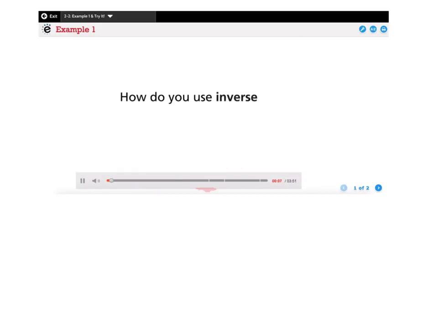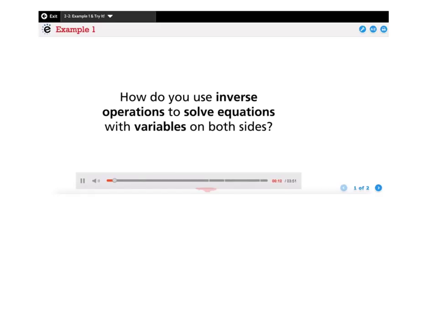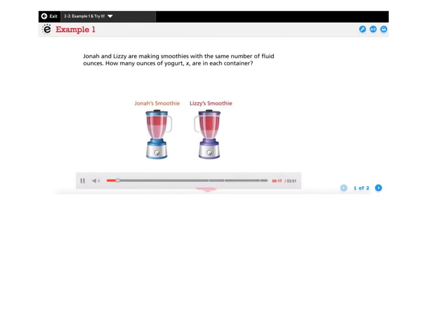How do you use inverse operations to solve equations with variables on both sides? Think about this question during the lesson. Jonah and Lizzie are both making smoothies. Their smoothies will have the same number of fluid ounces. Jonah uses 6 ounces of juice, and Lizzie uses 12 ounces. Jonah uses 4 containers of yogurt to make his smoothie. Lizzie uses 2 1/2 containers of yogurt to make her smoothie. How many ounces of yogurt, x, are in each container?